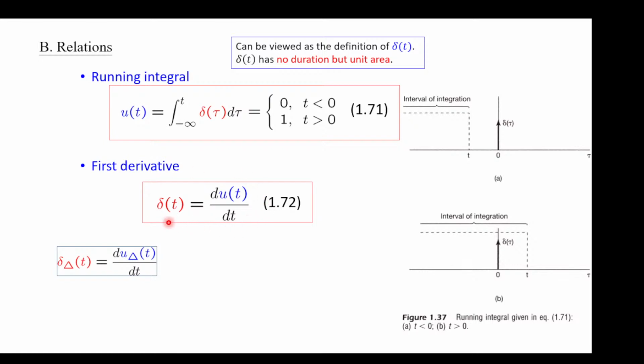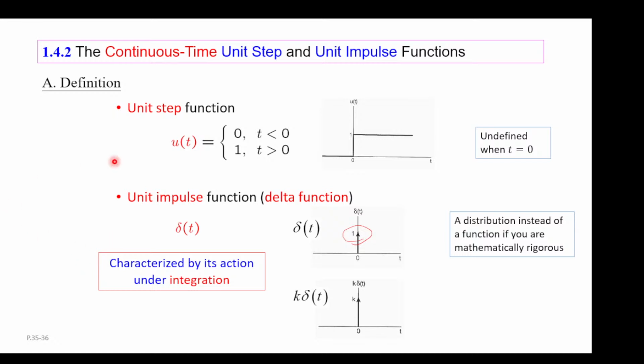Something I forgot to say: for the unit impulse function of continuous time, a lot of the time I will call it the delta function. One reason is it's written as delta of t, and also this is more the physics notation.